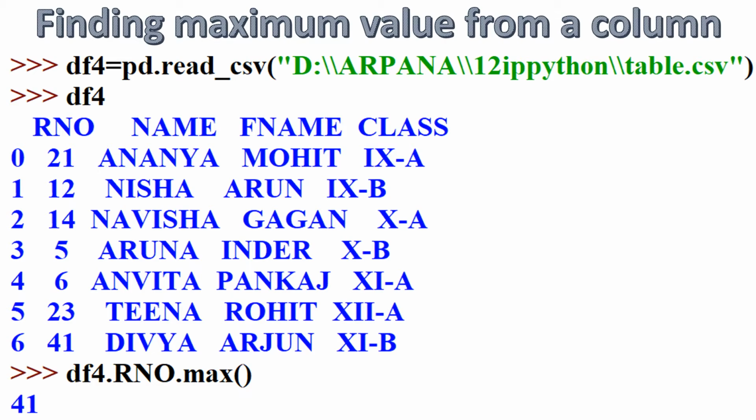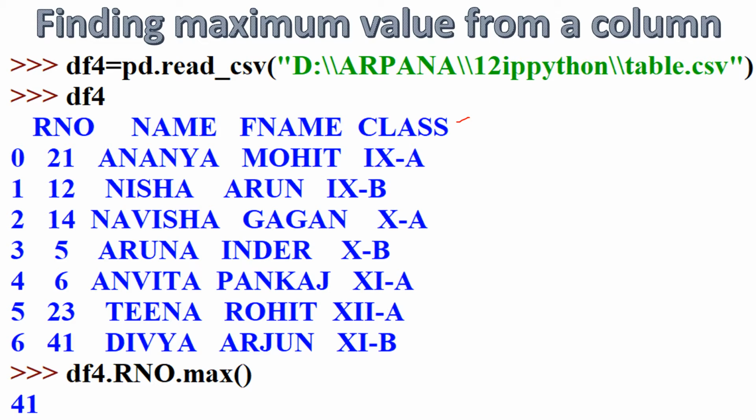The next is if you want to find the maximum value from a column. So for this, max function can be used. So let us create a data frame from the CSV file table.csv. So for that you'll use read_csv. Okay, so when you use statement pd.read_csv, it will read the table.csv file and store it as a data frame in df4. And if you display the df4 data frame, you will get this data frame.